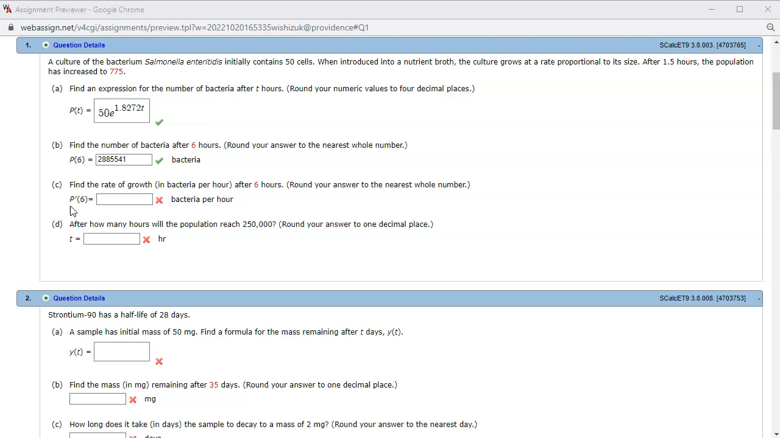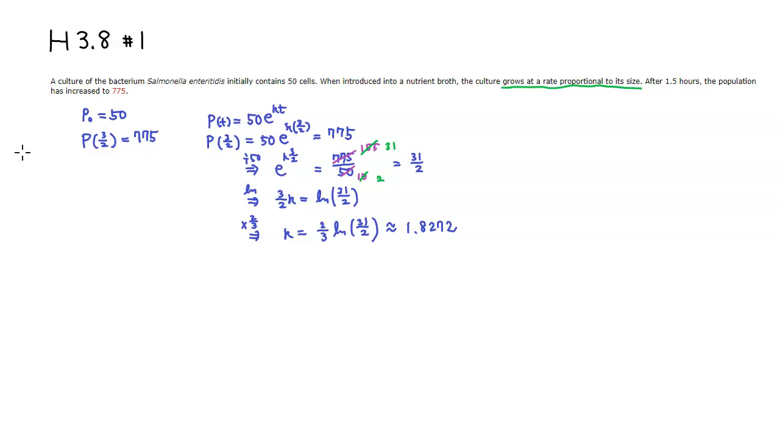If you want to find P prime of 6, you can actually take the derivative of this and plug in 6. A shorter, easier way would be, since we know the differential equation is P prime equals k times P, because the rate of change is proportional to the population itself. So to find P prime of 6, all you have to do is multiply k and P of 6 together. Remember the k we found to be 1.8272, and then you multiply by P of 6.